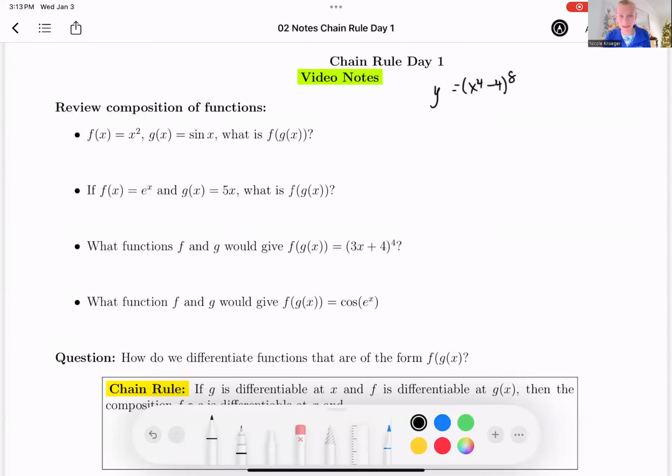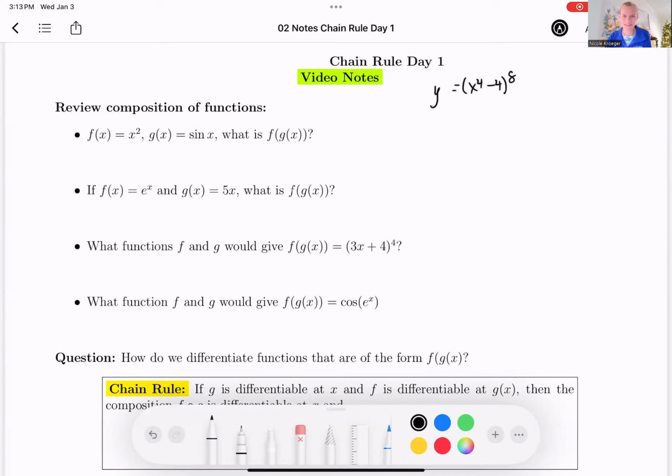Both of those methods are painful and involve a lot of multiplication. So today we're going to learn something called the chain rule that will make this much less painful. It will also work with some functions that we could not take the derivative of using the product rule yet. So that's what we're going to do.